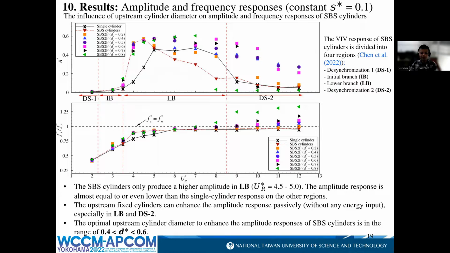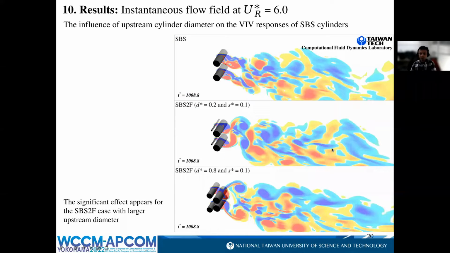We can enhance the VIV response of the set-based cylinder, especially in the lower branch and also for the desynchronization 2 here. We can see based on this result that with the upstream stationary cylinder, we can enhance the response passively without any energy input, because we only install the upstream stationary cylinder. And also based on this result, we can see that the optimal upstream diameter is 0.4 until 0.6, because using this diameter, we can get the larger amplitude and in the higher UR.